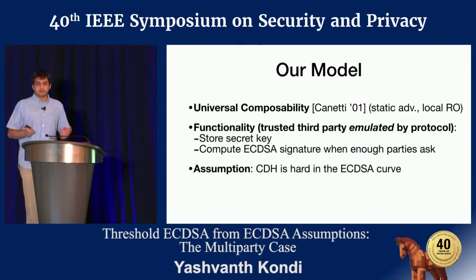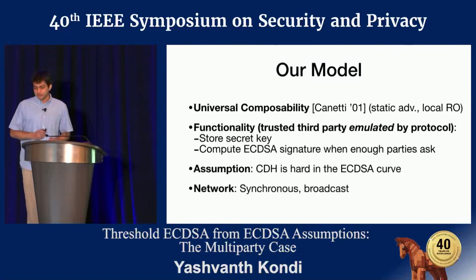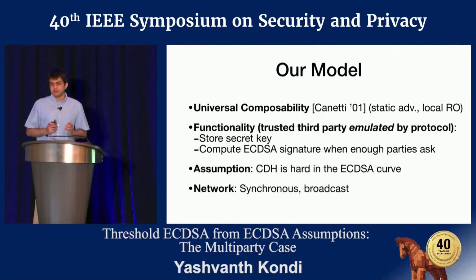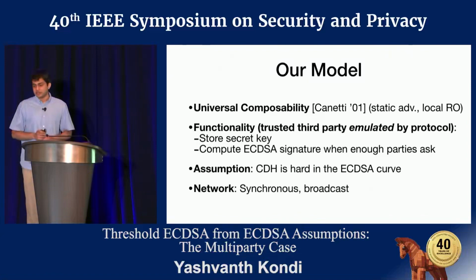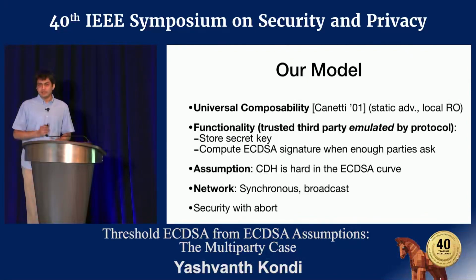The only assumption that we rely on in our world is that the computational Diffie-Hellman problem is hard, and specifically in the same curve as the signature itself. And the network assumptions that we use are, we assume a synchronous network and access to a broadcast channel. And we achieve security with abort.